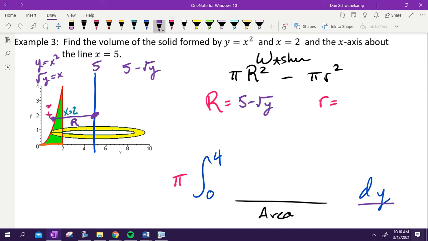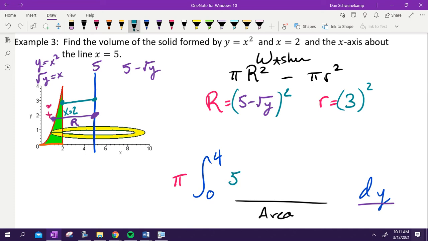I'm going to find my little radius. My little radius includes the middle line and the inside line. The inside function in this case is the 2. So my radius is going to be 3. You got to take the big R and square it. And you got to take the little r and square it, and you subtract it.